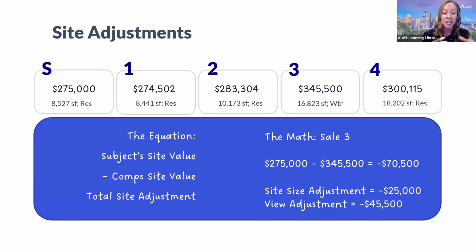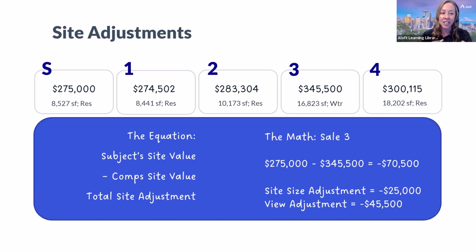Now the benefit of knowing the overall site values of each of these properties is that you could have adjusted the site size by 20,000, but then your view adjustment would be 50,000. As long as you stay within those guardrails, that comp 3's site is worth 345,000 and the subject site is worth 275,000, your net adjustments, however you split them up, need to be about $70,000. And if they are around 75,000, then you feel really confident in that adjustment and that you can explain that to your client or anybody that questions your work.